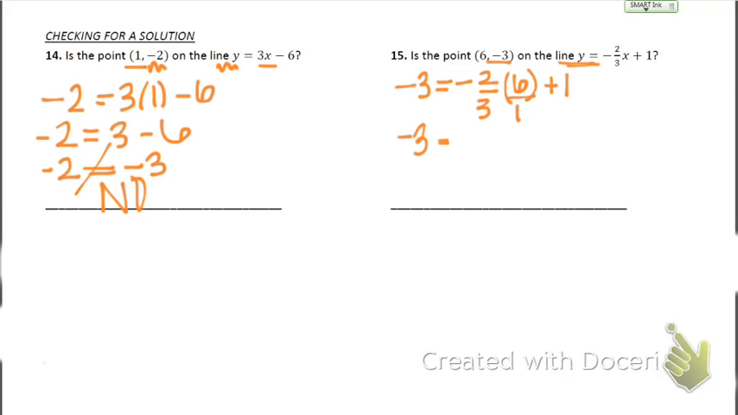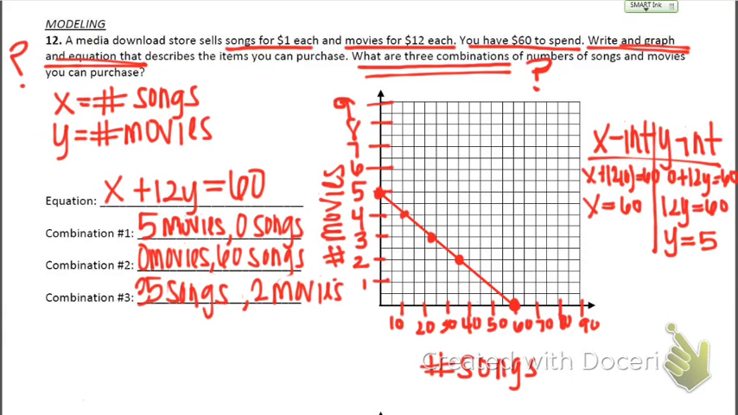2 over 3 times 6. That's the same as 6 over 1, right? And we can cross-reduce here because we're really multiplying and dividing. How many times does 3 go into 6? 2. What's negative 2 times 2? Negative 4 plus 1. What's negative 4 plus 1? Is that a true statement? So does that point lie on the line? Yes. Okay. So in the previous example, we could have checked that 35 songs and 2 movies works by plugging it back into the equation that we found.